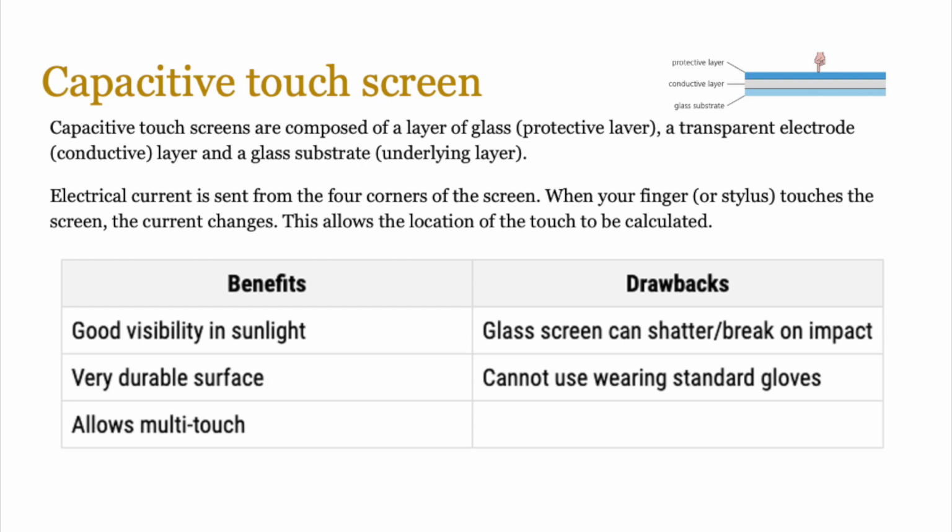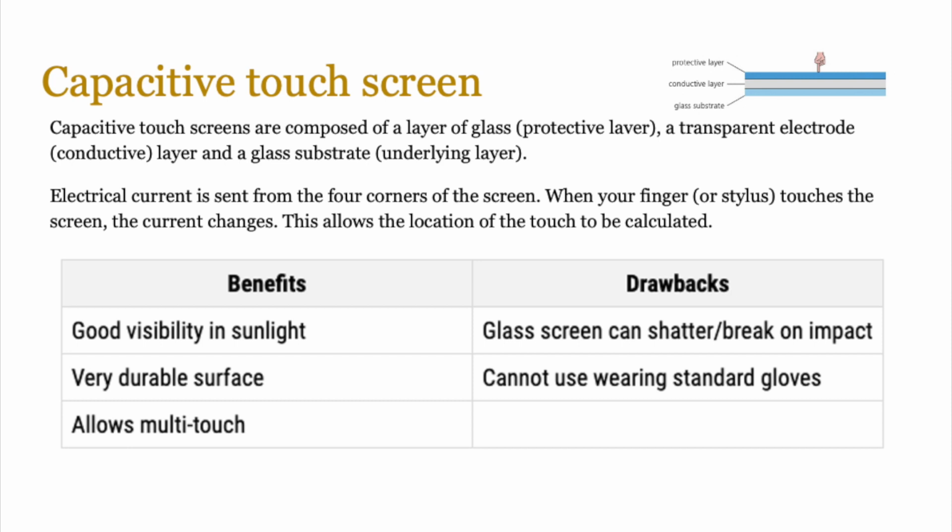Capacitive touchscreens are composed of a layer of glass, which is called the protective layer, a transparent electrode, which is the conductive layer, and a glass substrate, which is the underlying layer. So it's got three layers. Electric current is sent from the four corners of the screen. When your finger or perhaps a stylus touches the screen, the current changes. This allows the location of the touch to be calculated.